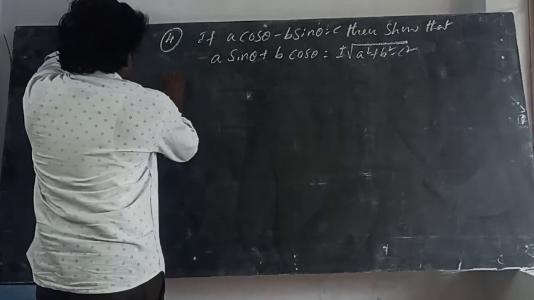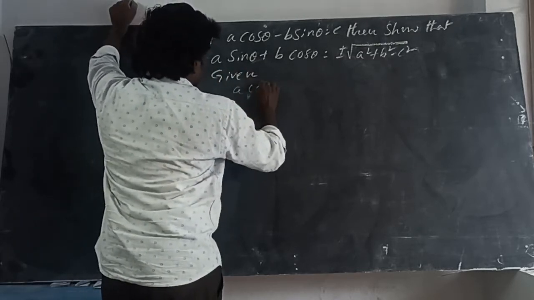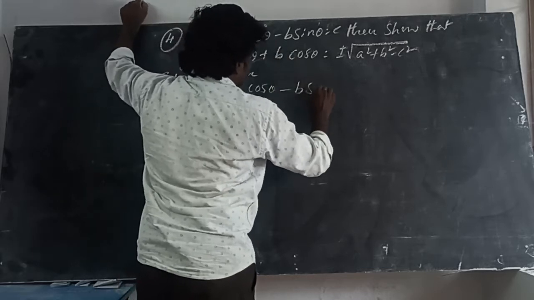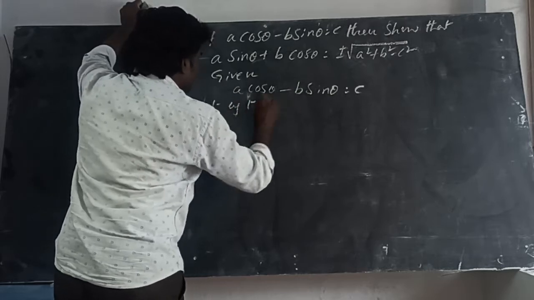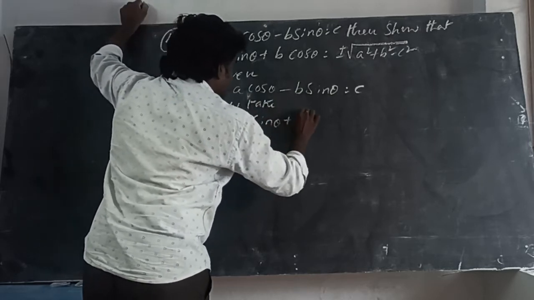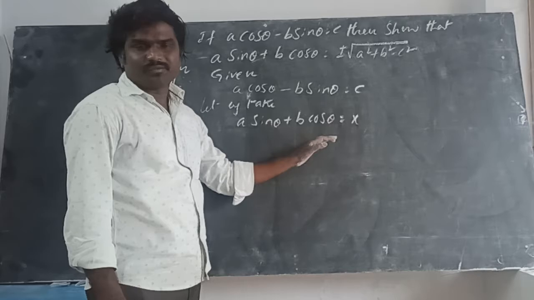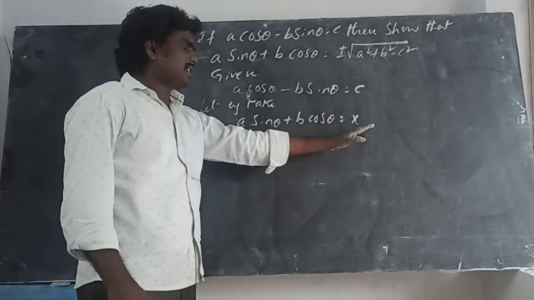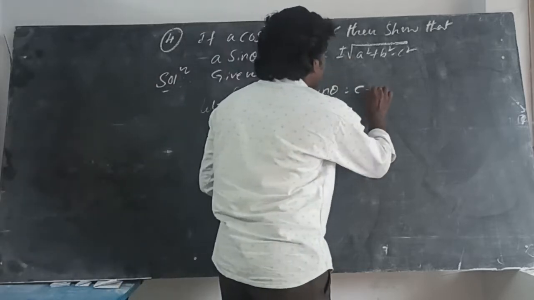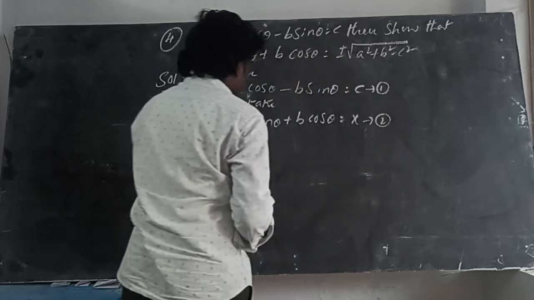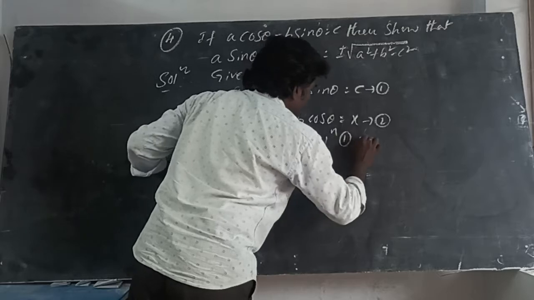Okay, so here, given A cos theta minus B sin theta is equal to C. Let us take A sin theta plus B cos theta is equal to X. The LHS we take as X. Now we take the square on both sides of equations 1 and 2.